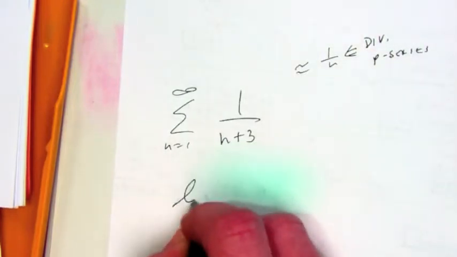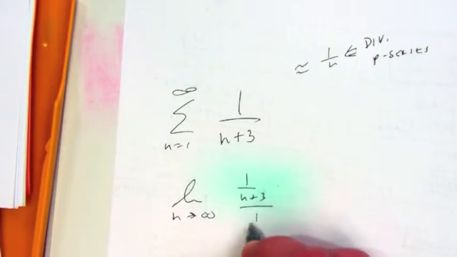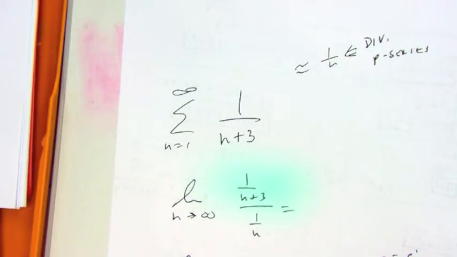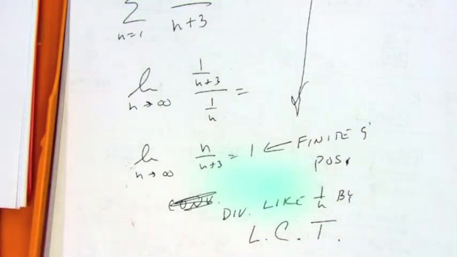So if I compared it to that, I did the limit as n goes to infinity of 1 over n plus 3 over 1 over n. Flip that up to the top, and I get the limit as n goes to infinity of n over n plus 3, which is 1. Well, it's finite and positive, so it has the same behavior as 1 over n, so it diverges like 1 over n by the limit comparison test.